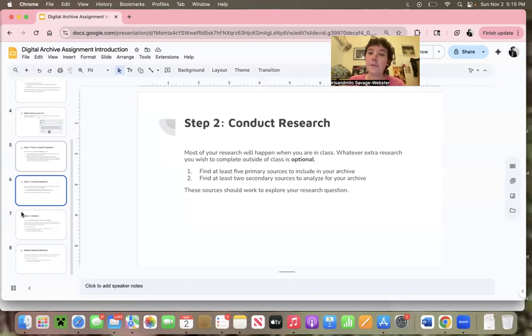So what you're going to want to look for while you're researching is you'll need five primary sources to include in your archive. This means photos, videos, things that are actually from the era that you're researching. And then you're going to want to find two secondary sources to analyze for your archive. These you're going to analyze a little bit more in depth, and you're going to be including the research that you find through those, as well as your five primary sources. You're going to be talking about those in your analysis, which is the next step.